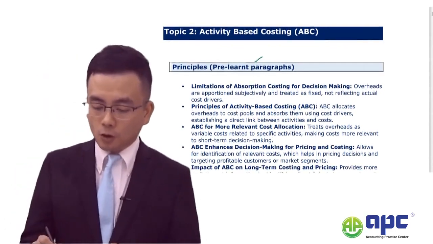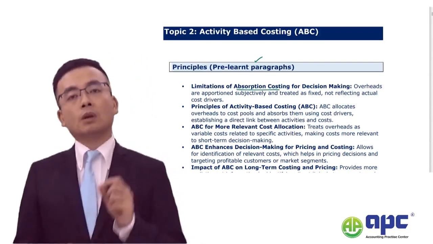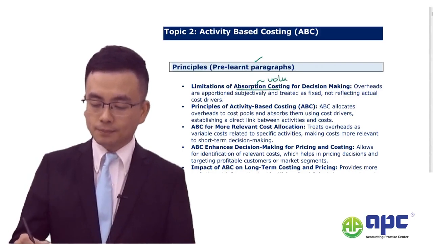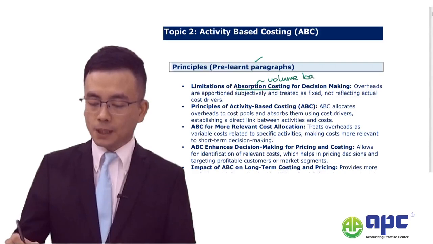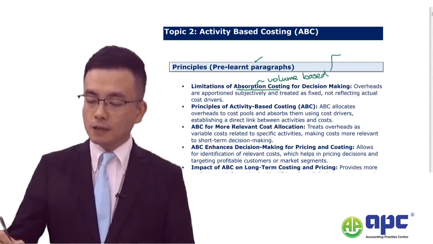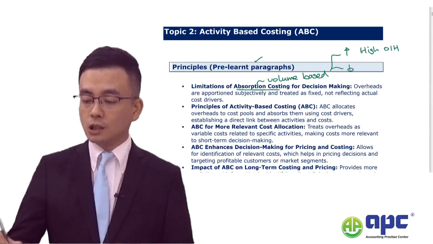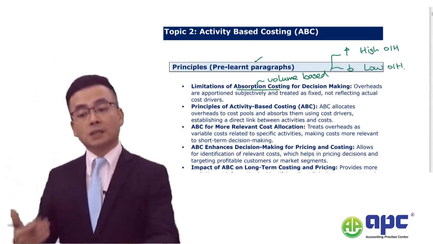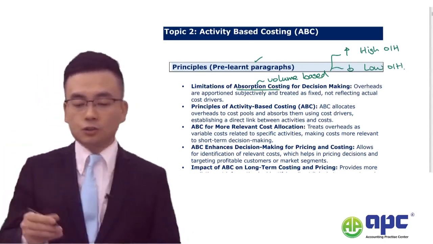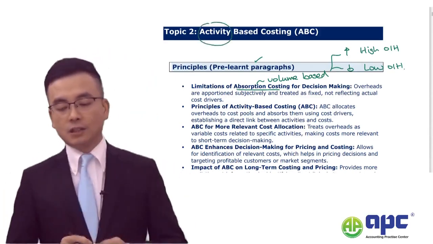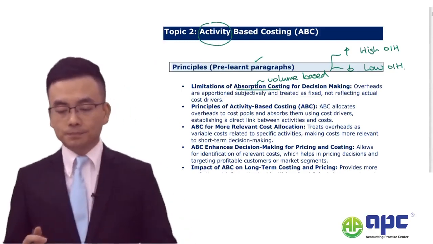Of course, for absorption costing, one of the major problems is that it will be volume-based. What do I mean by volume-based? If the volume is high, in absorption costing, there will be higher overhead to be charged. Low, there will be lower overheads to be charged. However, in ABC, we are charging costs not based on the volume, but basing on the activity level, and that will be very important there.